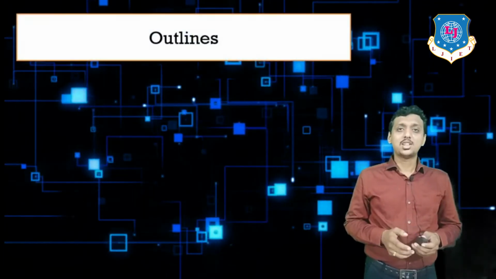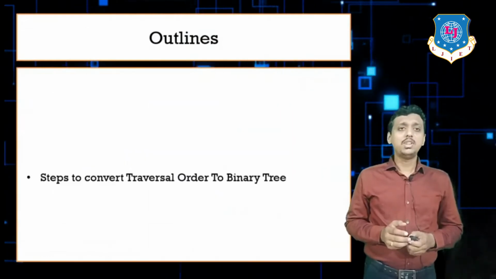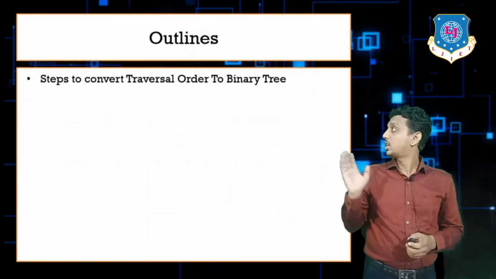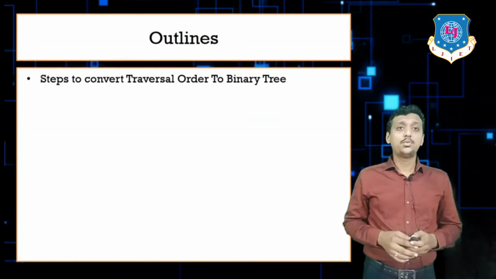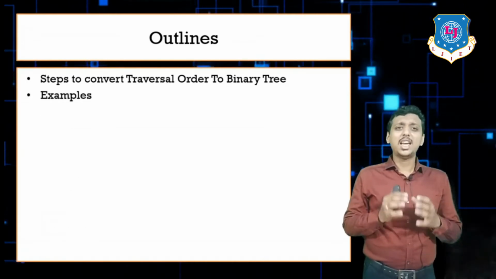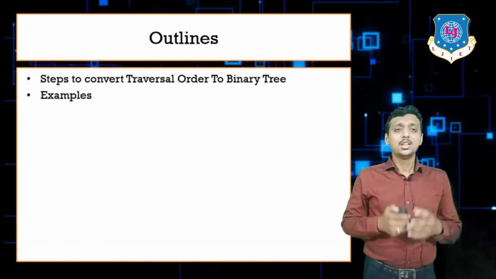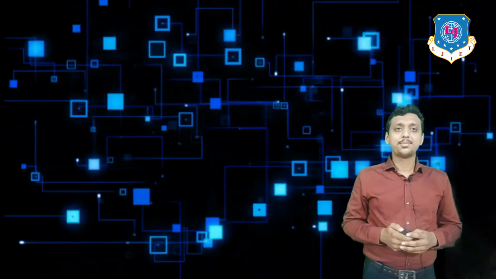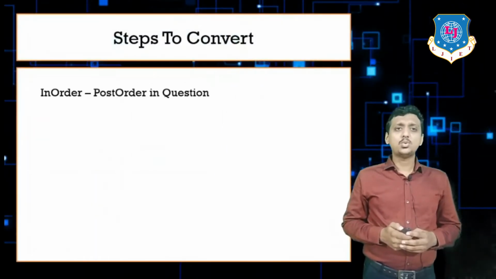Students, first our outline is that we need to talk about the steps to convert the traversal order to a binary tree. Then we will see the examples for that. Okay, so let's begin with the steps. So here are the steps to convert.